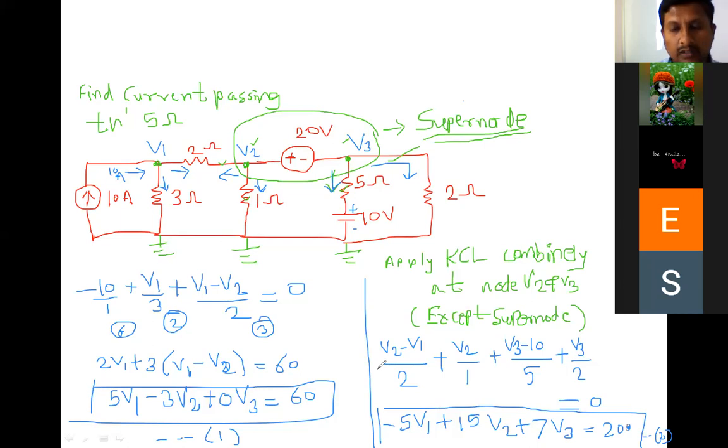Anyone? आपल्याला तिसरं इक्वेशन कुठून मिळेल आता? From where we can get the third equation? So which part we have left? Which part of the circuit we have not considered up to now? Supernode. Yes. So the supernode part, from that we can get the third equation.